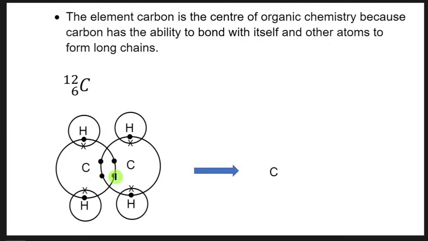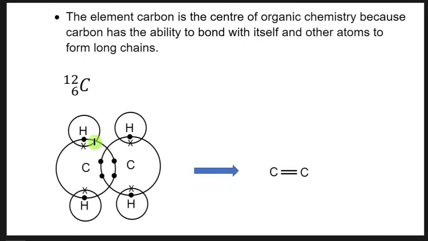We have two paired shared electrons. All right, so these can be represented by two lines, like this one, which means this is a double bond here. And then we have another carbon. So this one is sharing two pairs of electrons. So sharing two pairs of electrons here, we call this a double bond.